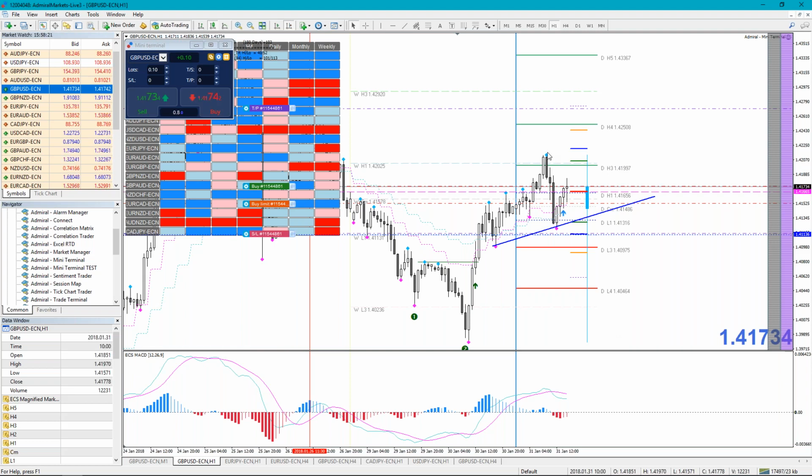If the price breaks this high, then I will just move my stop loss here. Or if it breaks daily H3 and I see that it cannot go further, I will move my stop loss here. So let's wait. Okay, this is it.